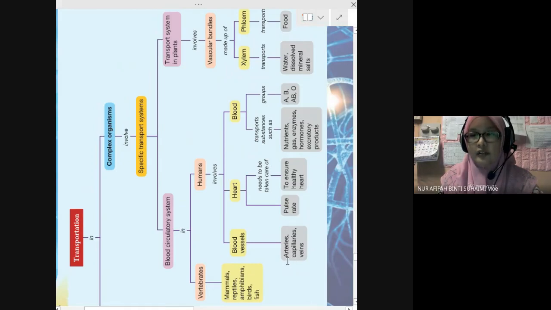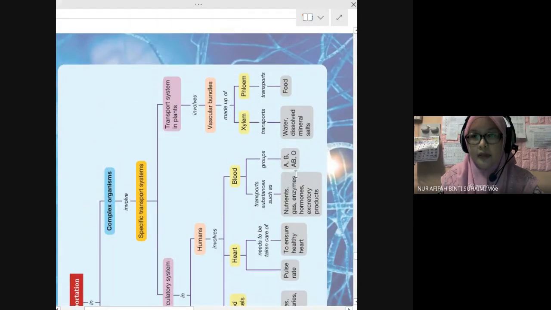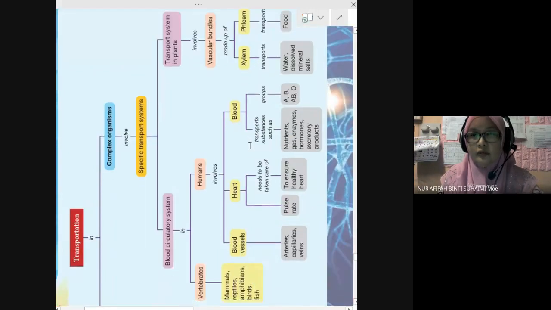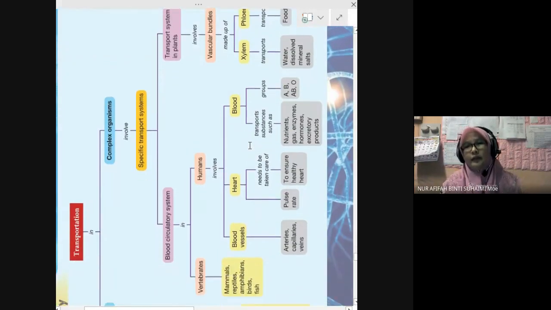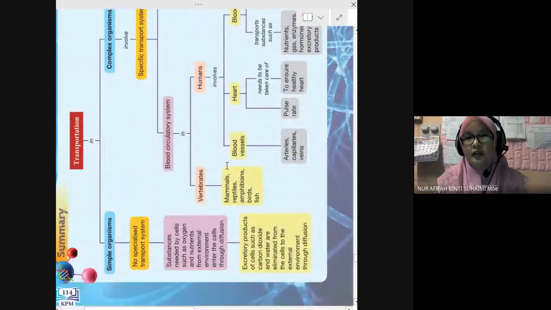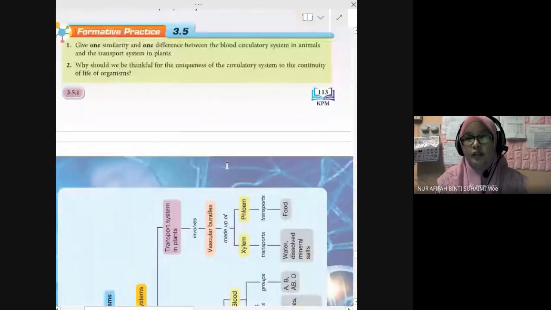Vena cava, VC, pulmonary vein, PV, pulmonary artery, PA, and aorta. And then pulse rate, and then blood pressure, diastolic and systolic. Pulse rate is taken at the radial pulse point. Blood, ABO. This one we did just now. Done. So if you can understand all this, you can answer later.